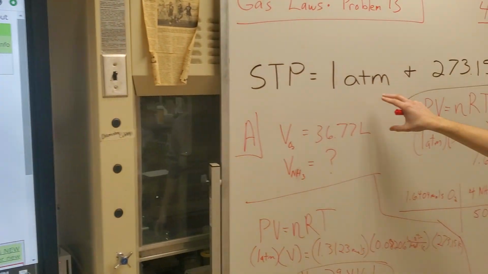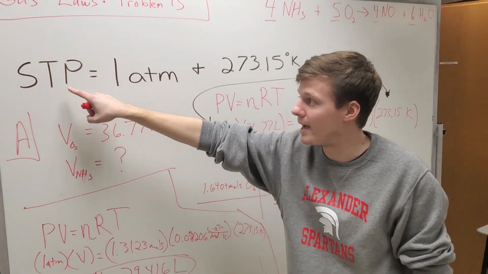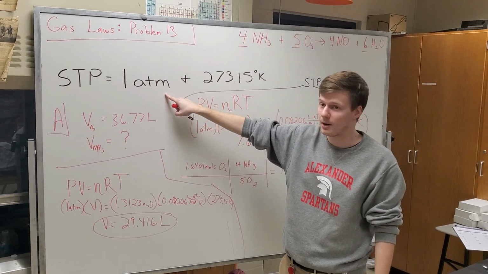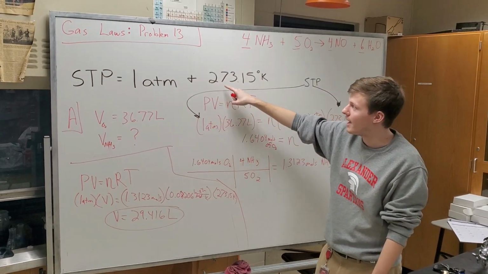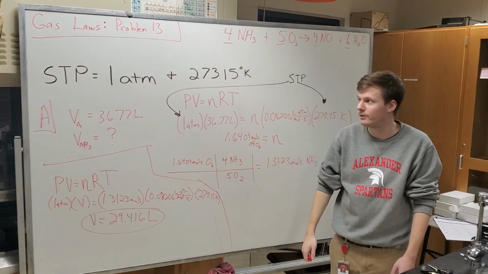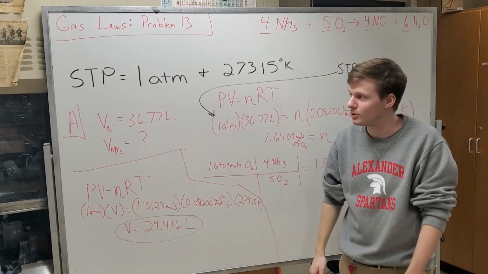So we'll start here with what we have. We know that standard temperature and pressure is going to mean that we have 1 atmosphere of pressure. That's always going to be the same. And we have a temperature of 273.15 degrees Kelvin. That is always going to be true for standard temperature and pressure.